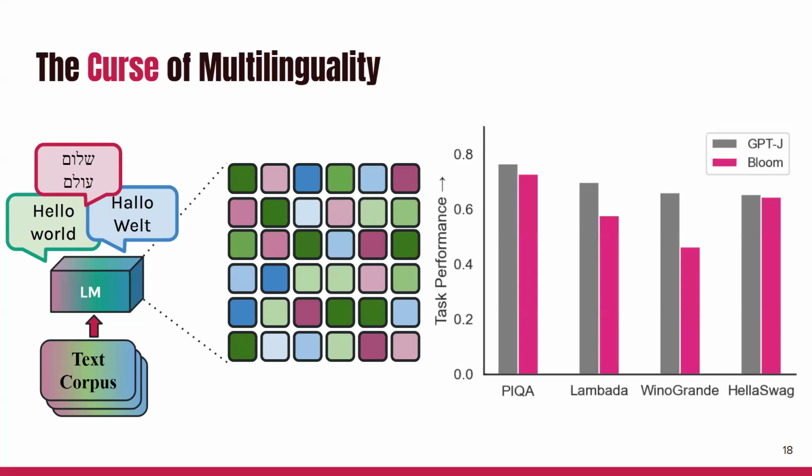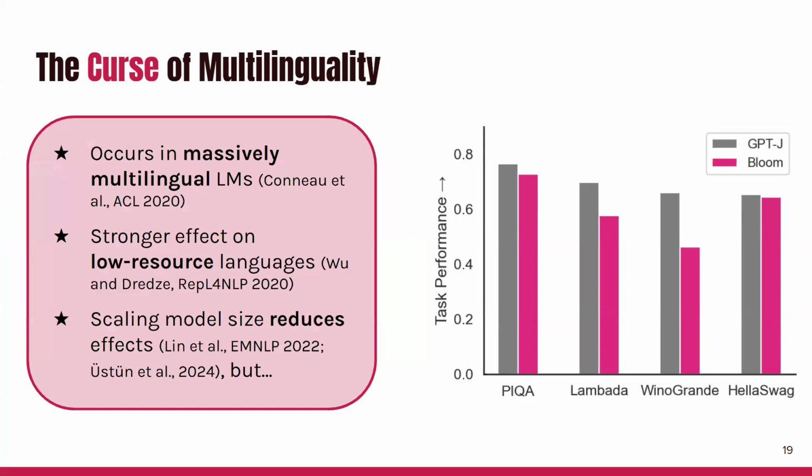And this is borne out by the model's performance on a language when compared to a monolingual model for that same language. So here we're comparing GPT-J's performance on these benchmarks versus Bloom's, where GPT-J is a primarily English model and Bloom is an explicitly multilingual one. And as you can see, Bloom underperforms GPT-J on all of these English tasks. And so the curse of multilinguality is a very well documented phenomenon in multilingual models.